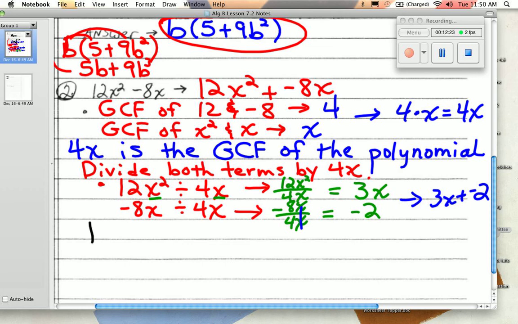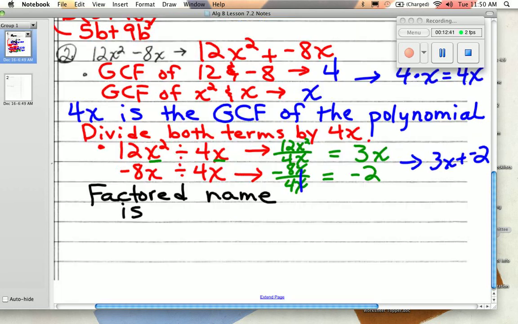So the factored name is the monomial GCF factor, 12x squared plus, which negative is, 8x. Oh wait a minute, we forgot something. The GCF factor, don't forget it, 4x. 4x times, in parentheses, 3x plus negative 2. Wouldn't you clean that up? We'll clean that up, won't we? How would that look cleaned up?